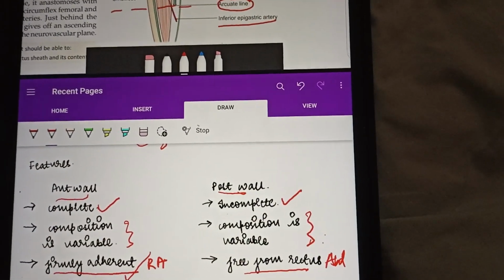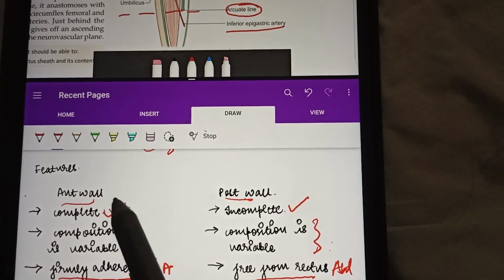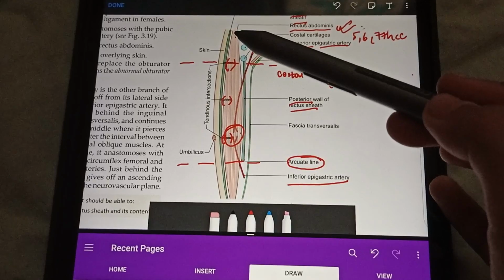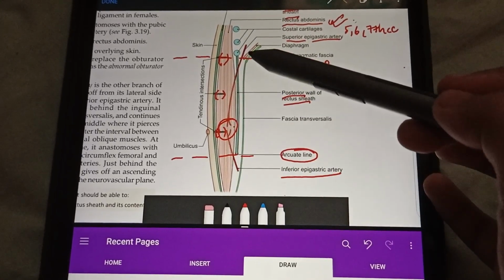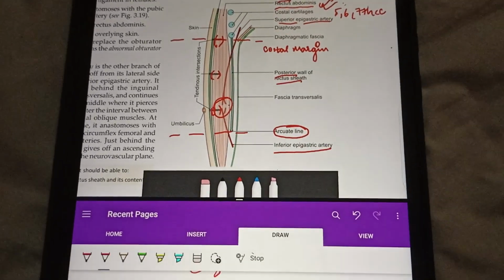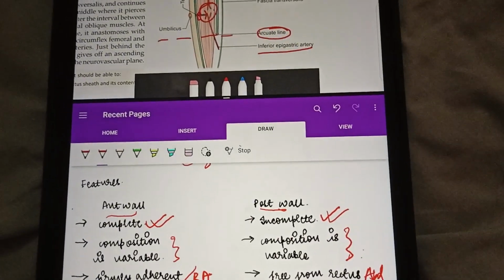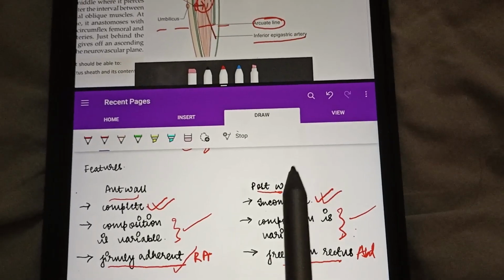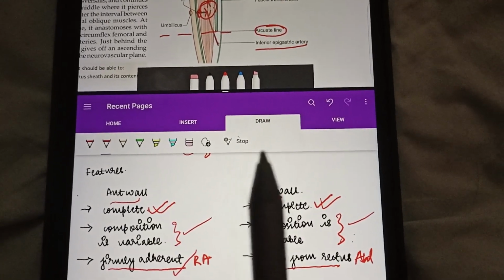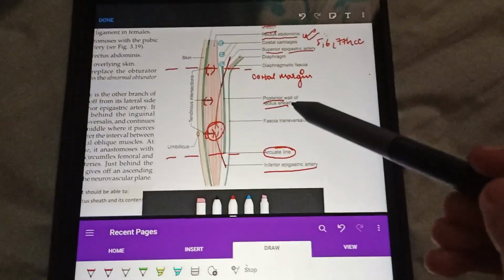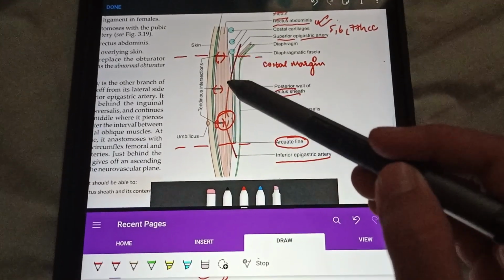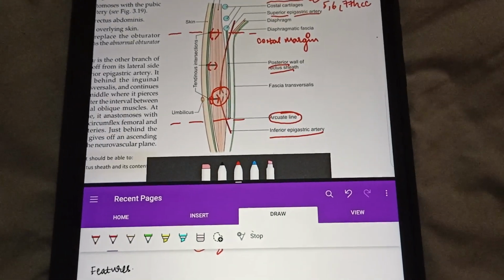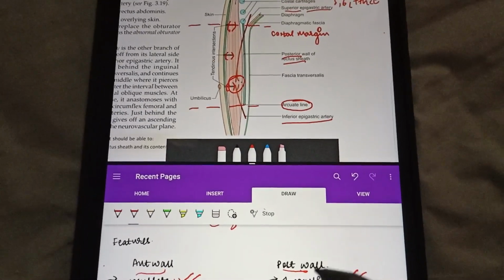Coming to the features: the anterior wall is complete, and the posterior wall is incomplete. The anterior wall is attached to the muscle from end to end, while the posterior wall is not attached here. The composition of both walls is variable. The anterior wall is firmly adherent to the rectus abdominis through tendinous intersections, and the posterior wall is free from the rectus abdominis. So we saw the features.